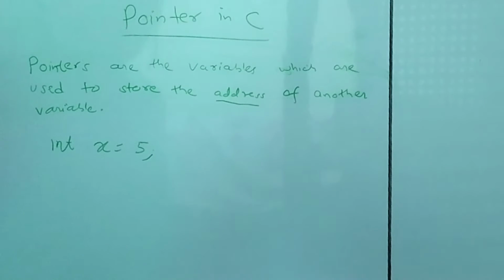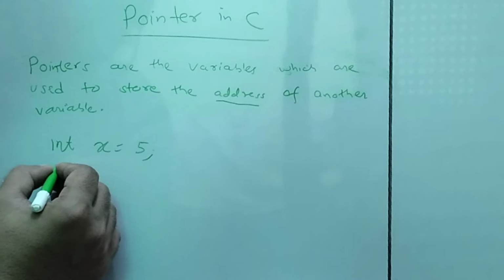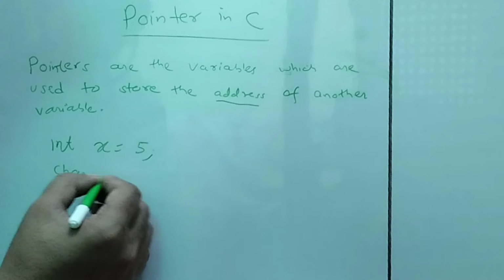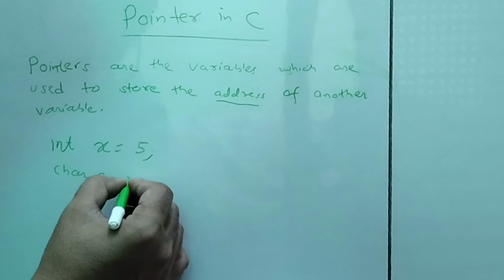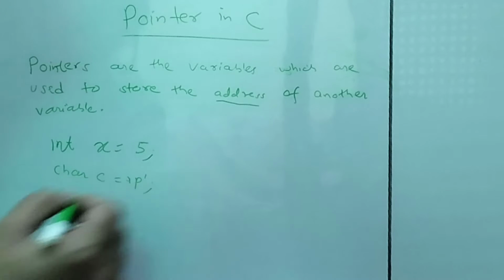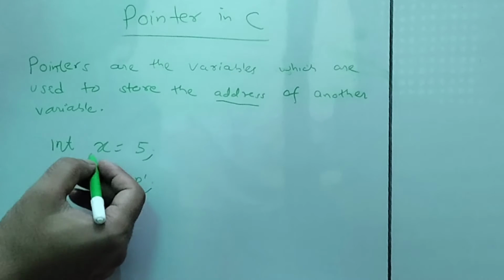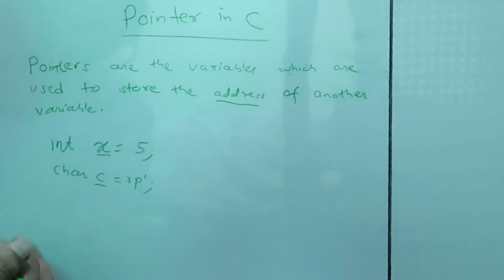So what happens when we declare any variable? For example, x is an integer variable. Okay, and let's take another variable, char c = 'p'. So x is an integer variable, and c is a character variable.